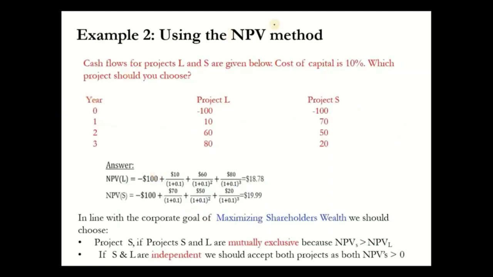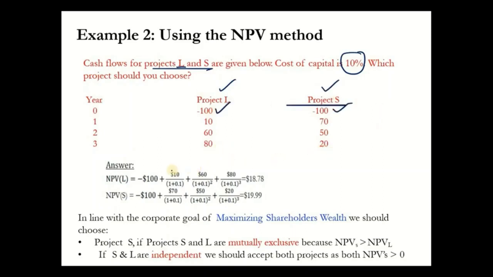Here is another example of NPV, where two projects, L and S, are given below. The cost of capital for both projects is 10%. It means we have financing at the rate of 10%, but we are given two projects, project L and S. So which one should we accept? Both have the same investment; the initial cash outflow is the same. So which one should we accept?